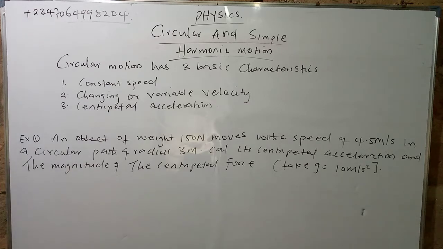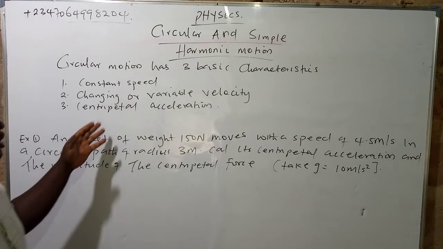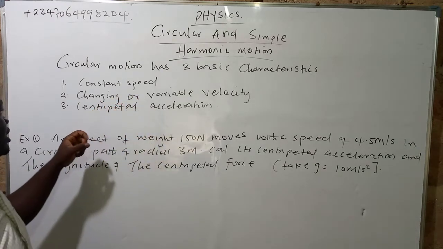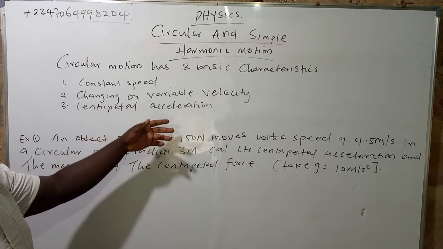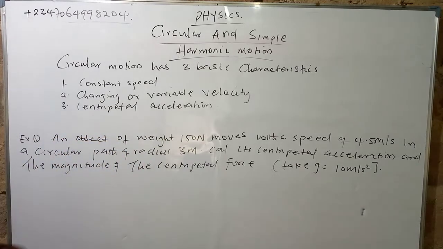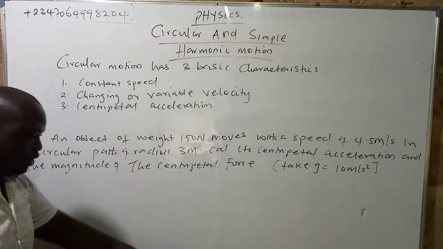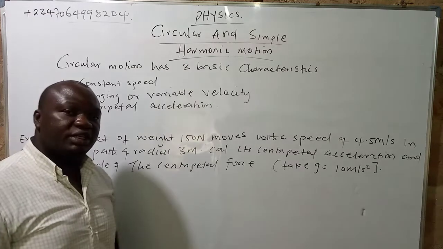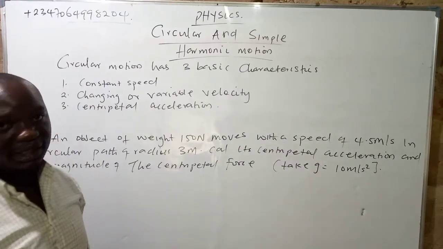Now, we have three basic characteristics involving circular motion: the constant speed, the changing or variable velocity, and the centripetal acceleration. And under this topic, you should know very well that we'll be dealing with a lot of calculations.